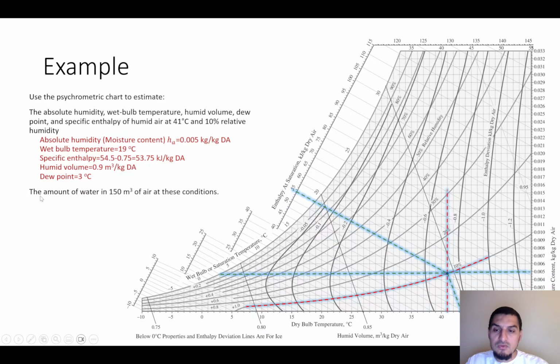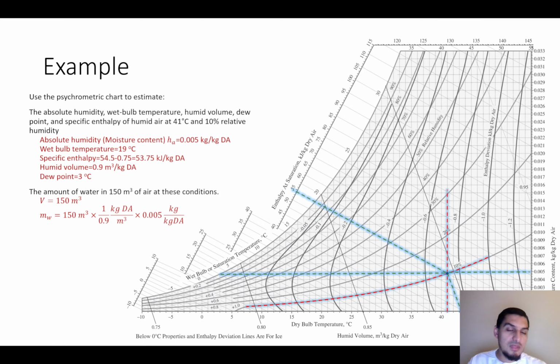So there is another requirement here, to determine the amount of water in 150 meter cubes of air at this condition. If I have 150 meter cubes of air, how much water will be in there? So the volume is 150 meter cubes. But this is not the volume of dry air, and this is something to notice: this is the volume of the air with the humidity, or with water vapor in it. And keep in mind that the moisture content is the mass per mass of dry air. The volume is volume per mass of dry air. The enthalpy is per kilogram of dry air. So this is something that is important to notice.